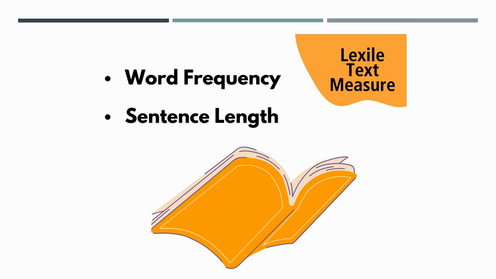Let's talk about word frequency. The Lexile system assesses how often words appear in written language. High frequency words like the, ball, because, mother are easier for students to understand, while low frequency words like photosynthesis, continental, justification are obviously more challenging. The frequency with which words appear across a large corpus of text is an indicator of how familiar a student is likely to be with those words.